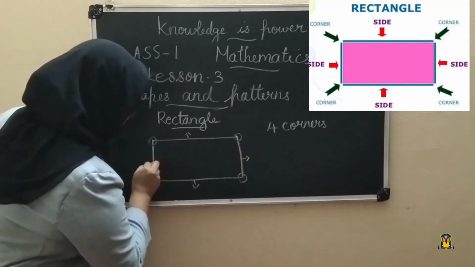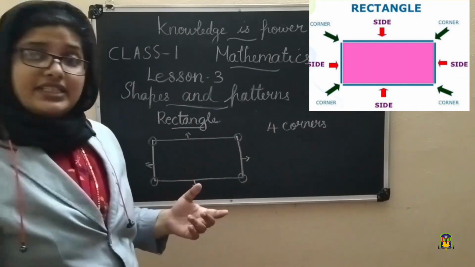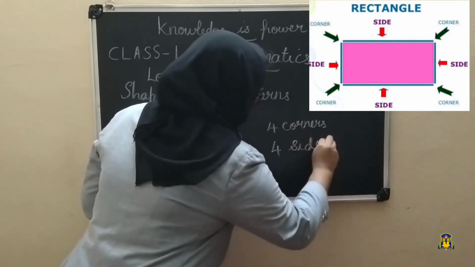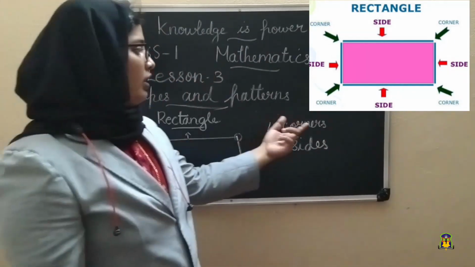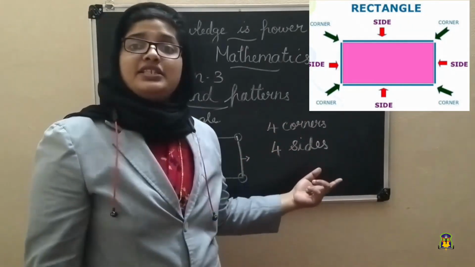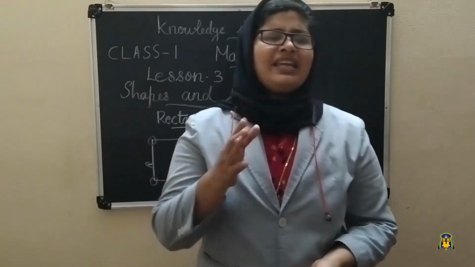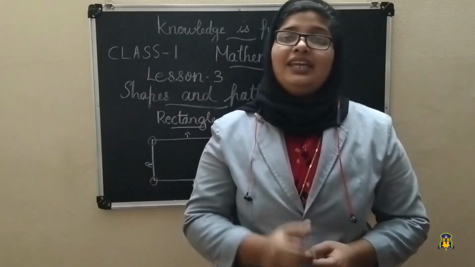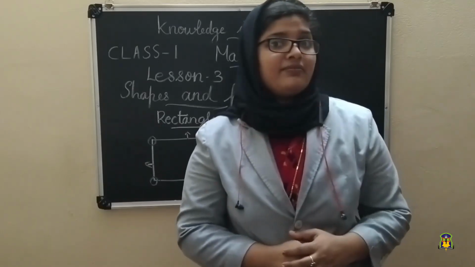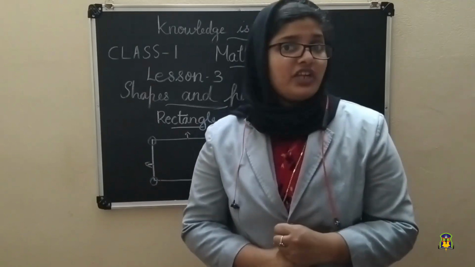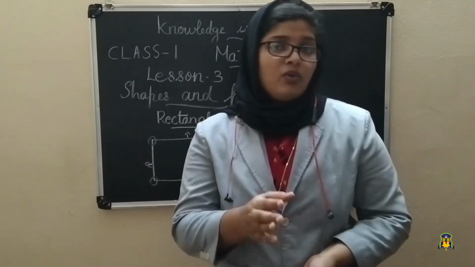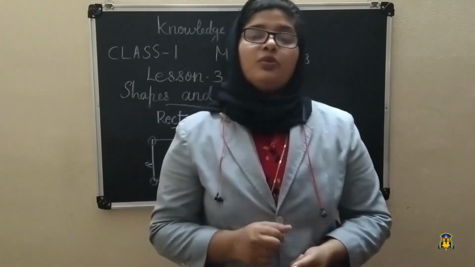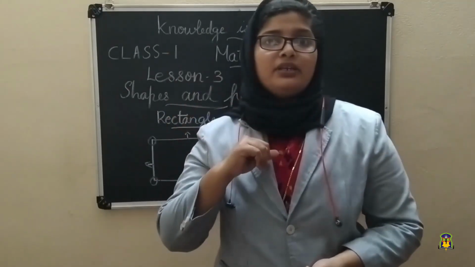Then, these are sides. Okay. So, how many sides? Four sides. Four corners and four sides. So, all of you, just look around. Can you identify many things which are in rectangle shape? Yes. Now, we studied one example. Yes, notebook and textbook. So, you can see some more examples.